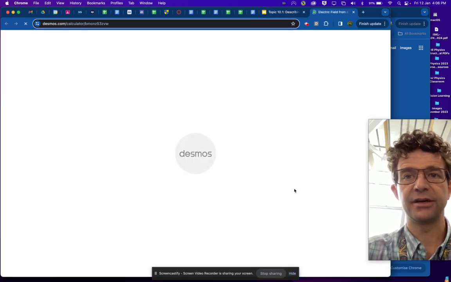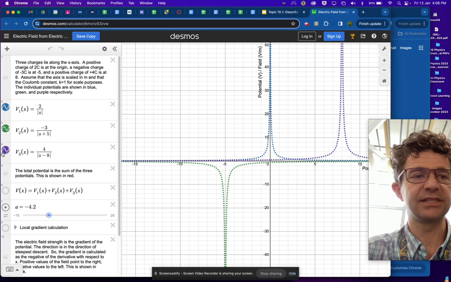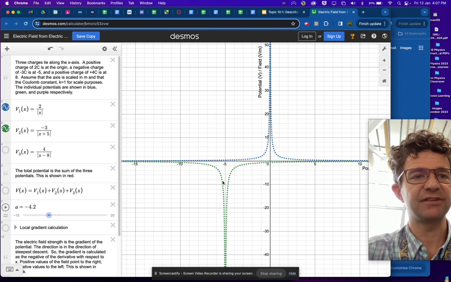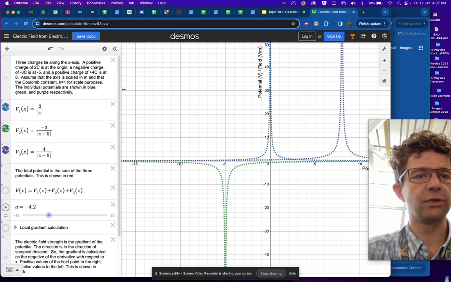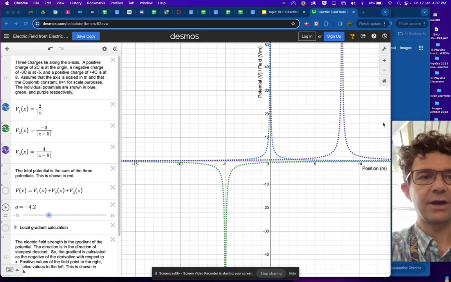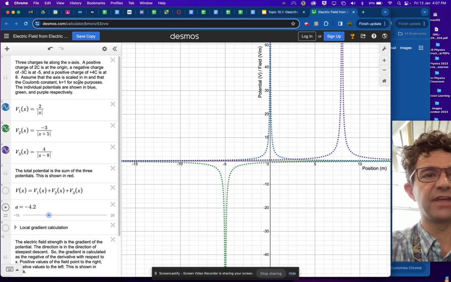So I want to just show you here a Desmos that I put together. The idea here is that there are 3 charges on the x-axis. There's a positive charge of 2 coulombs located at the origin. So we see its potential here that is positive and peaked at the origin. There's a negative charge of negative 3 coulombs located 5 meters to the left. And there's a positive charge of 4 coulombs located at the position of 8. And to scale things, with these sort of arbitrary units, I'm going to set the value of k equal to 1.